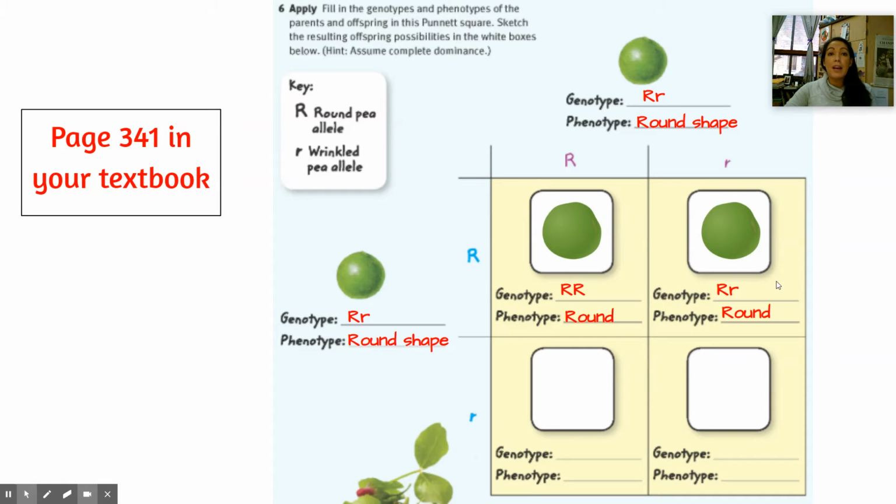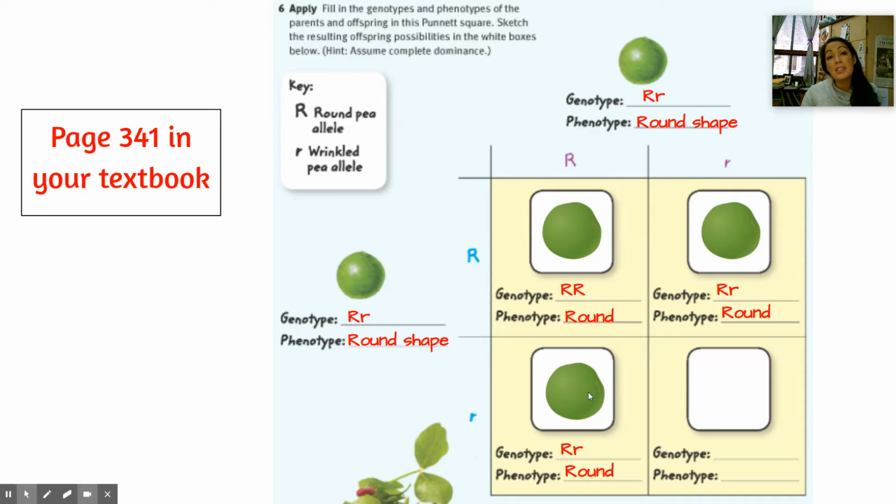Let's go to the bottom left. I'm getting a capital letter from my top parent and a lowercase letter from my left parent, and that's going to give me another heterozygous offspring. If you're heterozygous, that means you're carrying that one dominant allele. So that dominant allele is going to show up. It's going to be a round P.